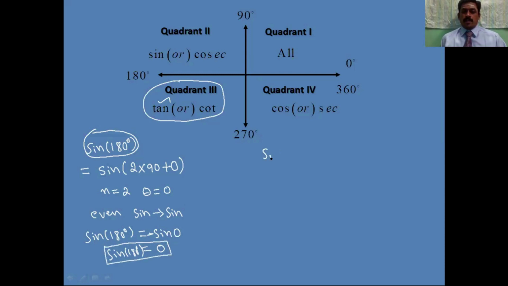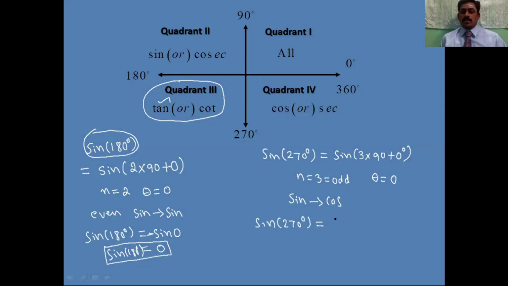Now I'm going to find sine of 270 degree. This can be written as sine of 3 into 90 plus 0 degree. Here n value is 3, that is an odd number, and your theta value is 0 here. So n is odd, we have to change the trigonometric sine to cos. So therefore your sine 270 degree can be written as cos 0.